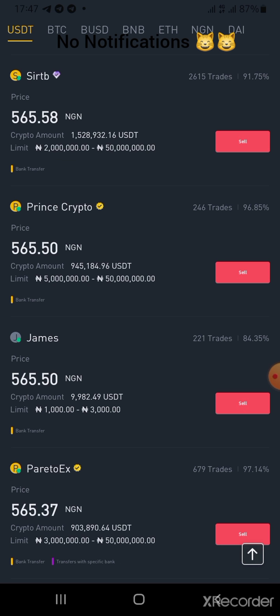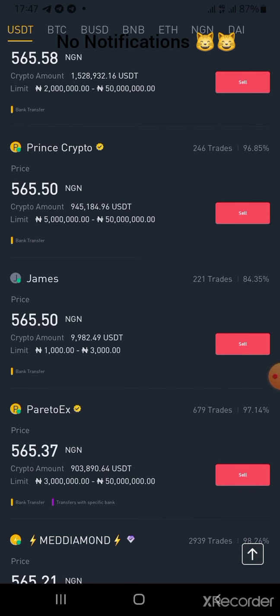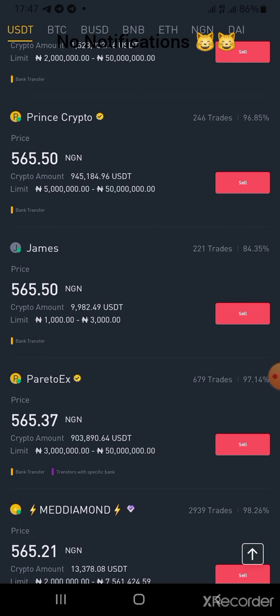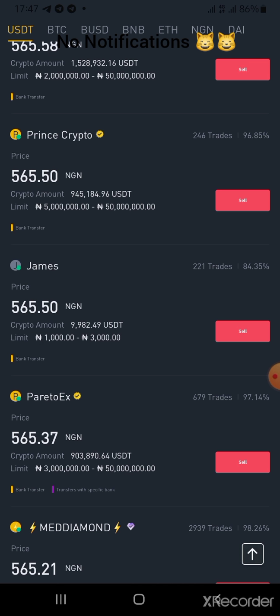He has an 84.35% completion rate. All right, he may not have a verified tick, but he has completed quite a good number of trades. And he's saying that the least amount he could buy from you is 1,000 naira, and the highest he could buy is 3,000 naira, and this is the rate he's willing to pay. 565 naira is what he's willing to pay.